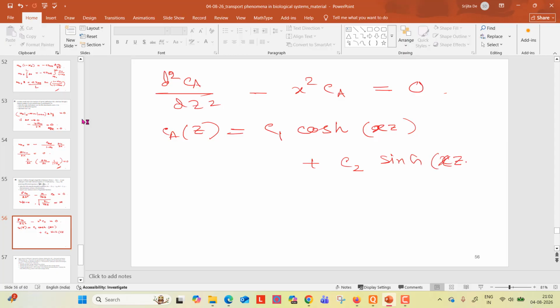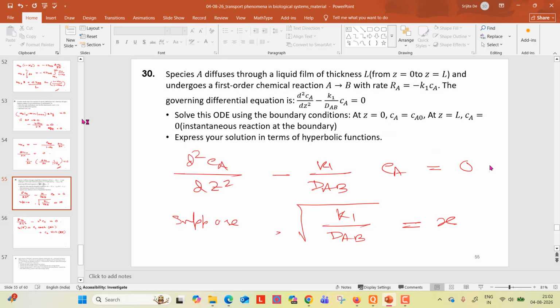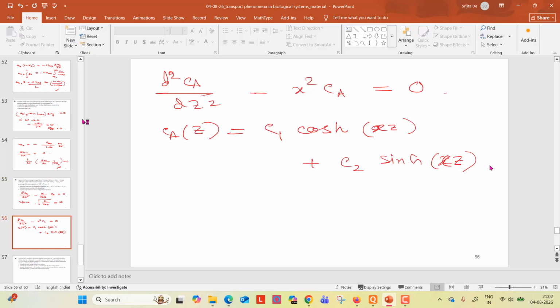So now we are putting in the values. We have at z equals 0, Ca equals C0, and at z equals L, Ca equals 0. So first condition is at z equals 0. Now we have to calculate the concentration, Ca equals Ca0.